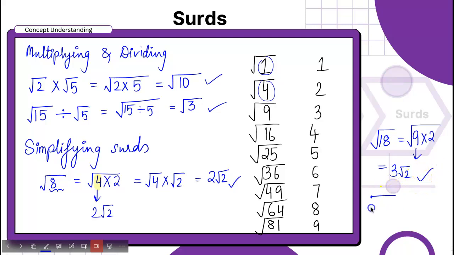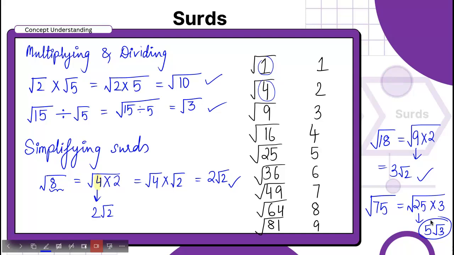If I say square root of 75, now you need to think which perfect square is a factor of this number. Yes, 25, we can write 25 times 3. So 25 gives us 5 and root 3. This is what the answer is. So this is how we simplify surds, correct?